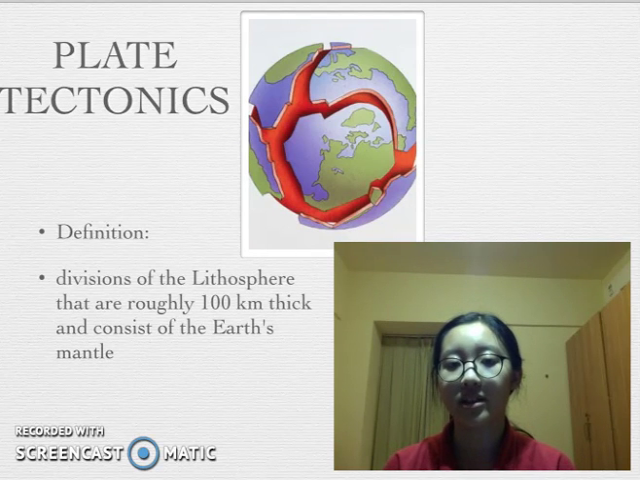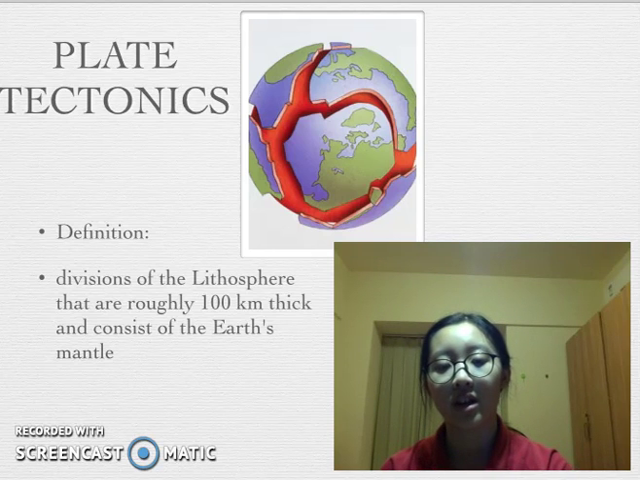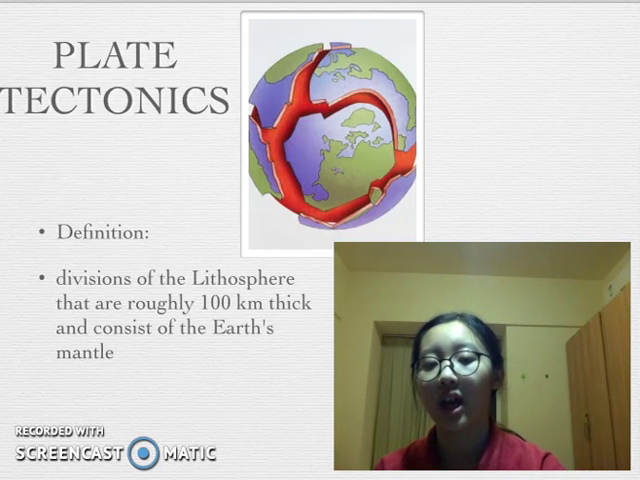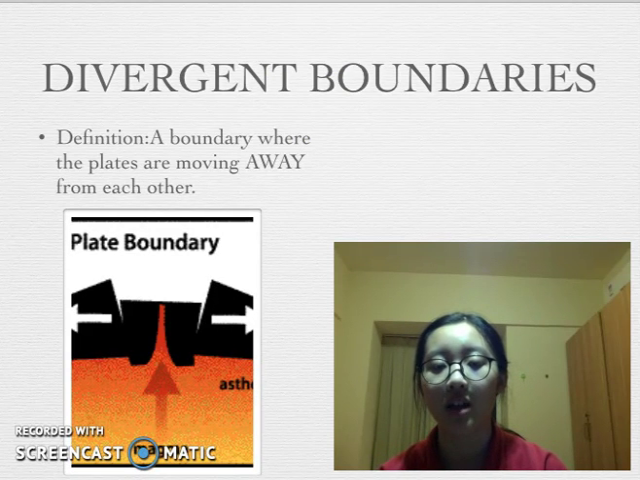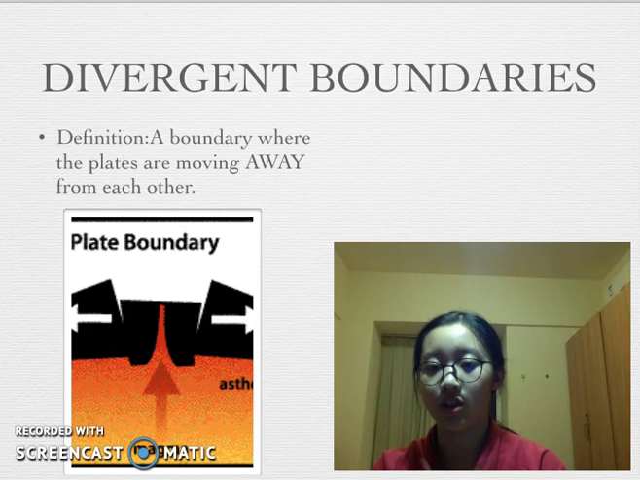Plate tectonics is a division of lithosphere that are roughly 100 kilometers thick and consist of Earth's mantle. Plate tectonics can be divided into three types. The first type is called divergent boundaries. Divergent boundaries is the boundary where the plates are moving away from each other.